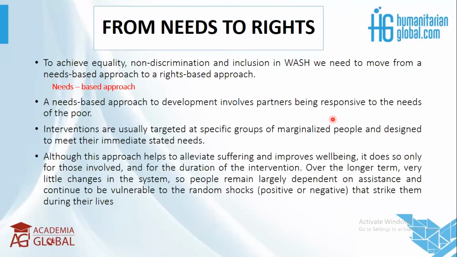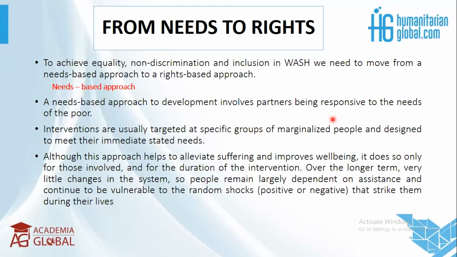Just allow me to talk briefly about moving from the needs-based approach to the rights-based approach. As I said during the introduction, for our session today, we'll be looking at WASH from a rights-based approach, but you need to understand what we mean by the needs-based approach and the rights-based approach. So to achieve equality, non-discrimination, and inclusion in WASH, we need to move from a needs-based approach to a rights-based approach. The needs-based approach is mostly what has been implemented, but there's now a shift to a rights-based approach.